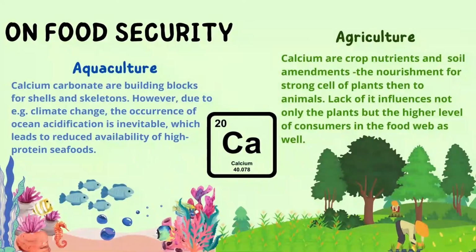Next is about food security. Calcium plays a critical role as a crop nutrient and as a soil amendment. The element coming from it is used by plants for cell integrity, the strength of the cell wall. The structural quality of calcium is needed in the right forms for plants, then to animals, and so on, as to where the calcium is being transferred to, that is, to the next stages of the food web.